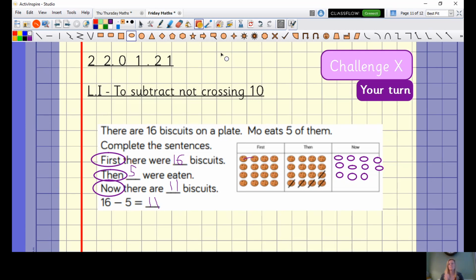First there were Lego pieces. Then Lego pieces were used. Now there are only Lego pieces left. Okay, so have a go at those. See if you could maybe do 2 questions like that and send those in. I'd love to see your lovely handwriting. Okay, and if you really wanted to stretch yourself and challenge yourself further, you could write the numbers as words.